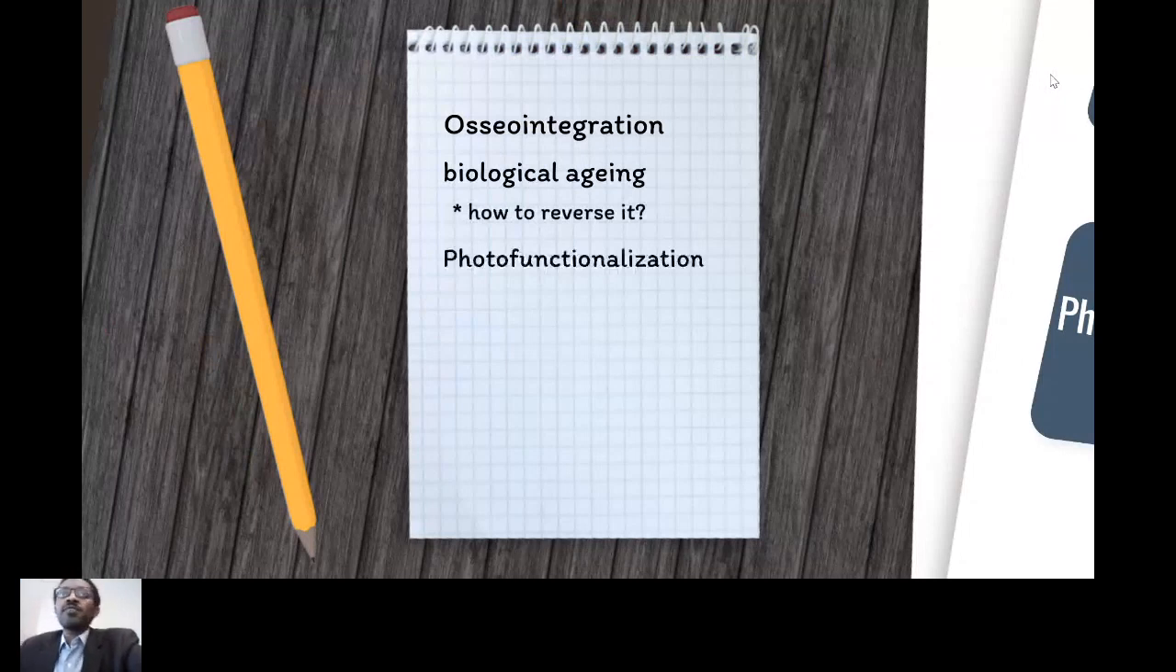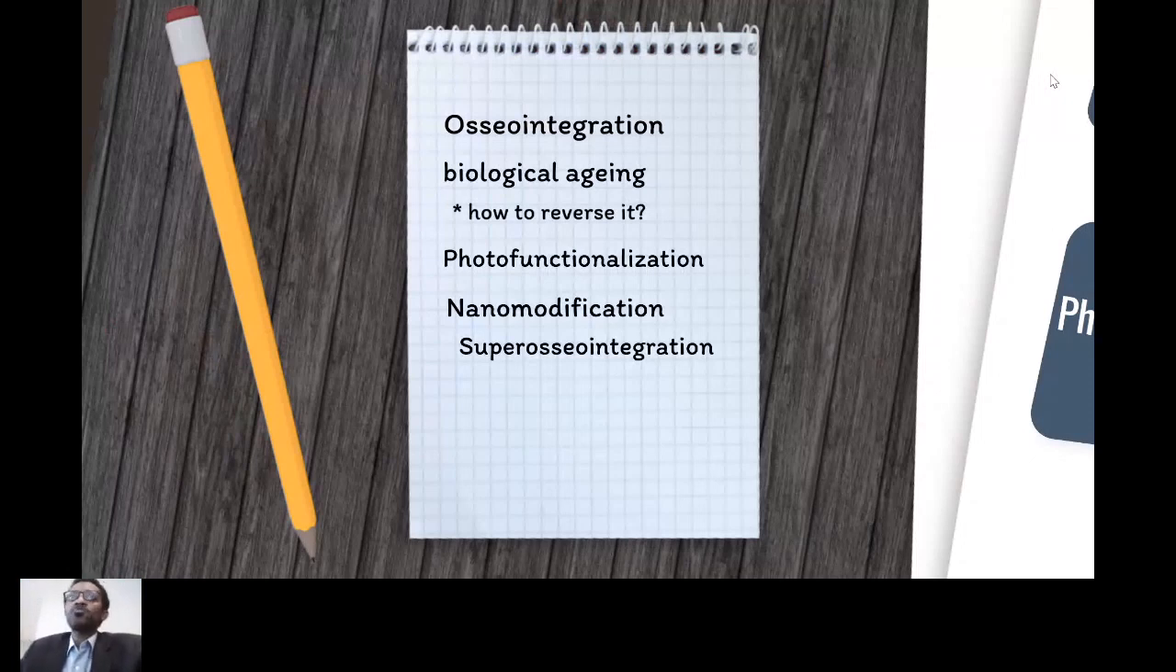So I'm going to talk about osseointegration and the phenomenon of biological aging. I'm going to show you this in a few minutes, and how to reverse it, and a few other concepts like photofunctionalization, surface nanomodifications, and then we talk about what superosseointegration is.